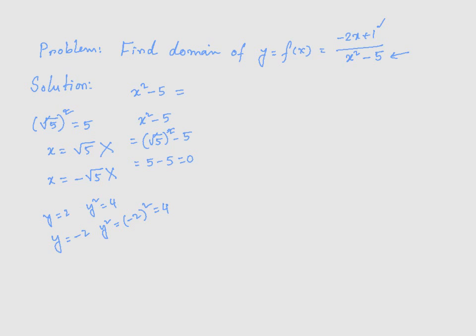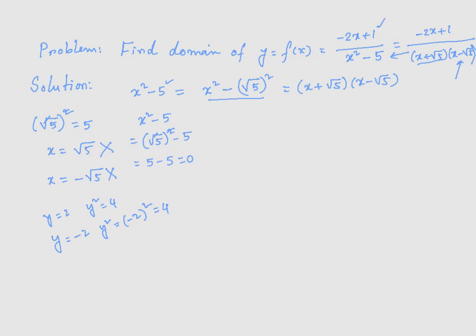So let's say this is my denominator. I'm going to factor x square minus 5. I can write minus 5 as square root of 5 whole square, because square root of 5 whole square is just 5. Now you have a difference of squares, so you could write it as x plus square root of 5 times x minus square root of 5. So I could rewrite this function as negative 2x plus 1 divided by x plus square root of 5 times x minus square root of 5. Now as you can see very easily, if you plug in x equal to square root of 5, this factor is going to be 0 and the other is going to be non-zero.